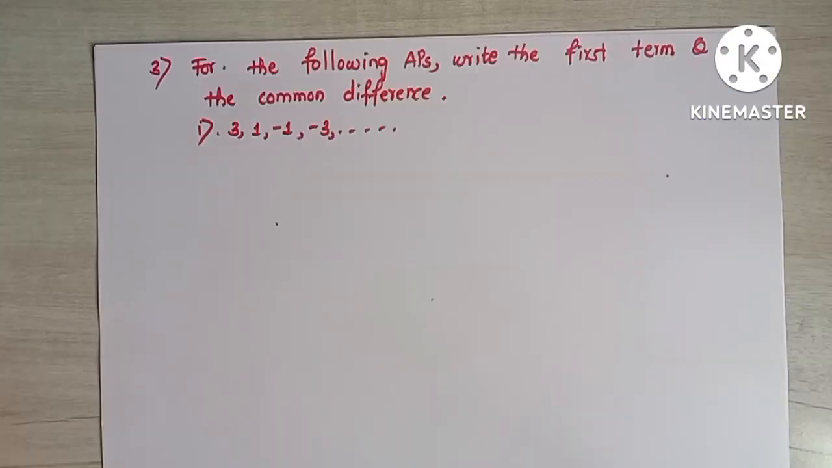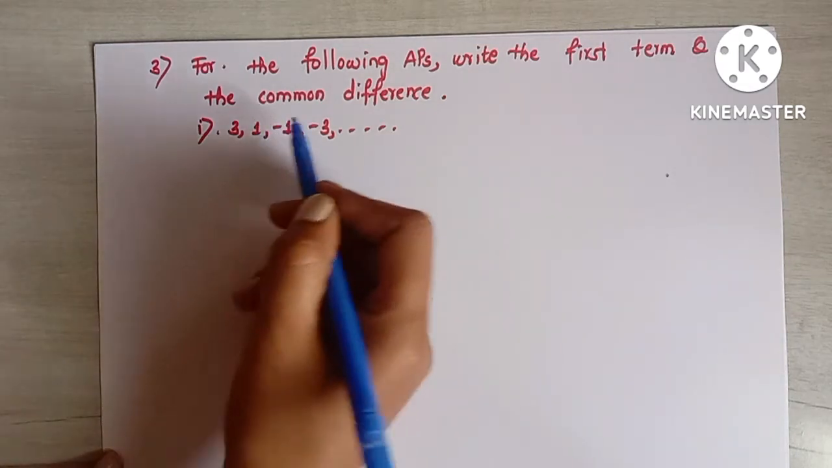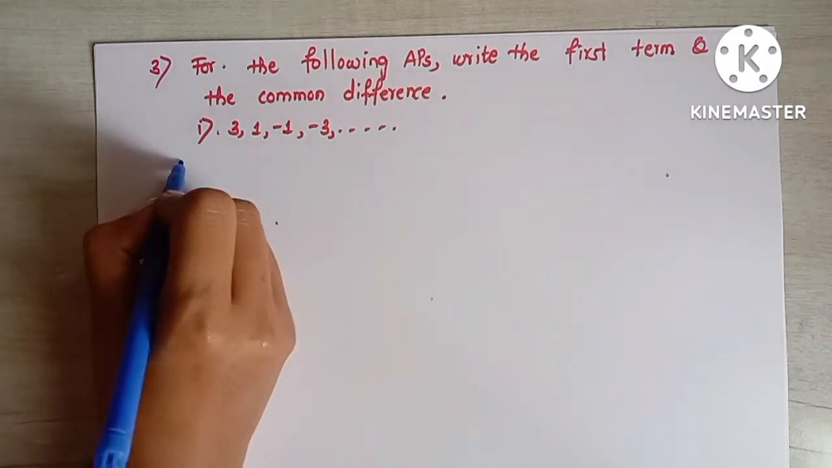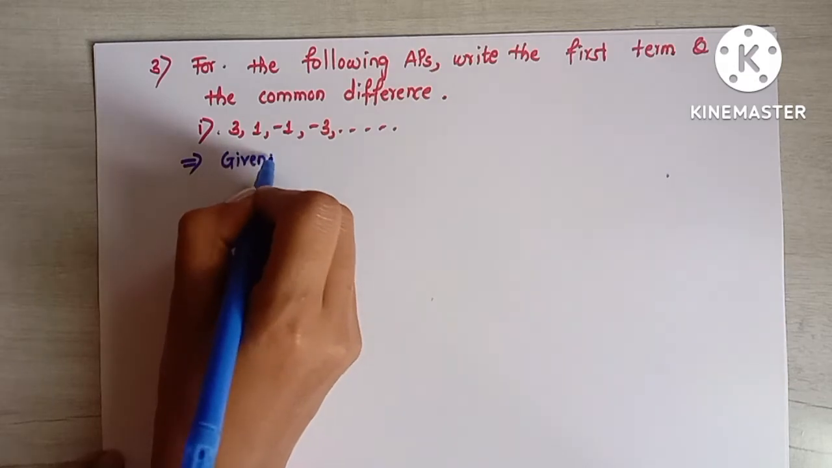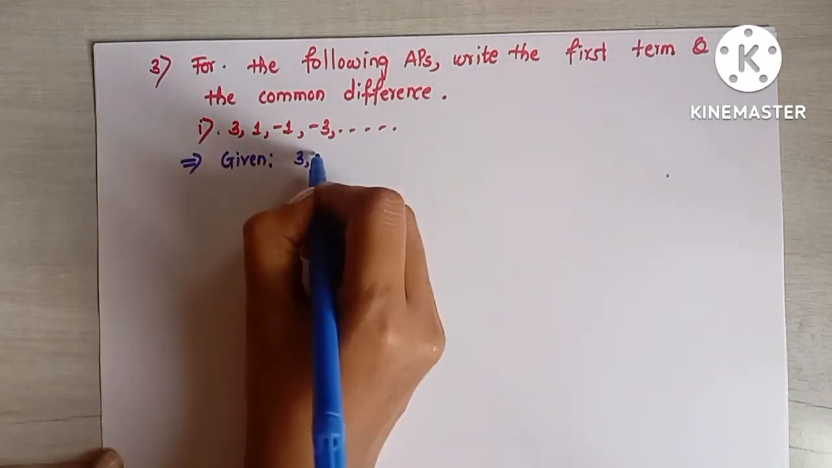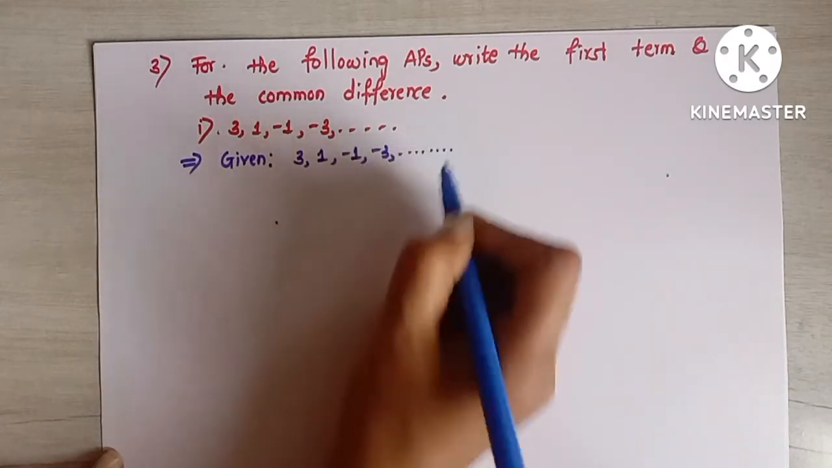So the next question is third main, that is for the following APs, write the first term and the common difference. It means we have to calculate the value of A and the value of D. So the first question in this third main is 3, 1, minus 1, minus 3. So we have to calculate A and D. So let us write what is given first. That is 3, 1, minus 1, minus 3 and so on.